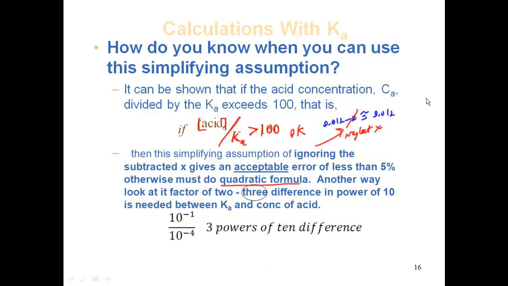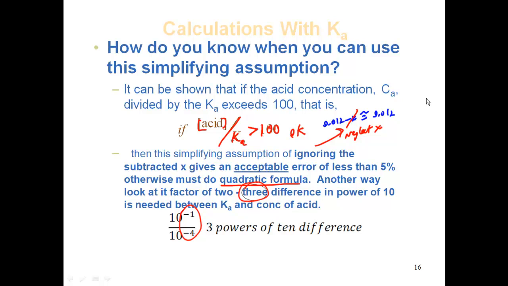Okay, now what do we mean by that? I'm looking at the powers of 10. I have some concentration to the power, say, -1, and some Ka, 10 to the -4. All I'm looking at is that power of 10 difference. -1 minus -4 gives me 3 powers of 10 difference. Okay, if I'm at 3 or more, I'm going to neglect it. No problem. Mathematically, it's going to work.